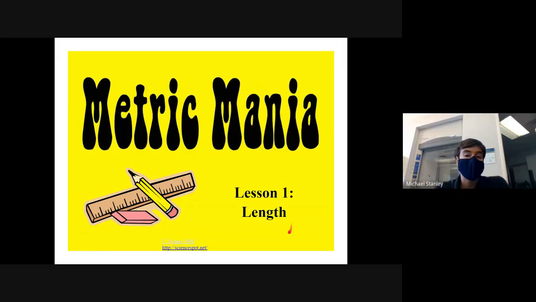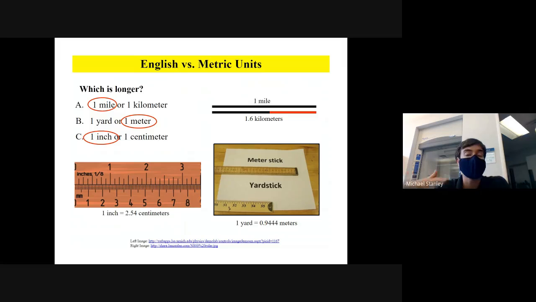So the first one that we're going to go over is length or distance. In English and American usage, we use things like miles and yards and inches for distance, right? If we want to measure how far it is from here to there, this is what we use. But in metric units, we don't use that. We use things like meters and kilometers and centimeters.